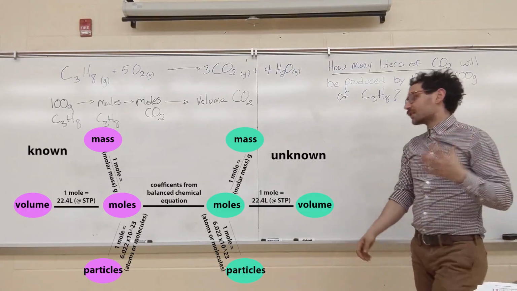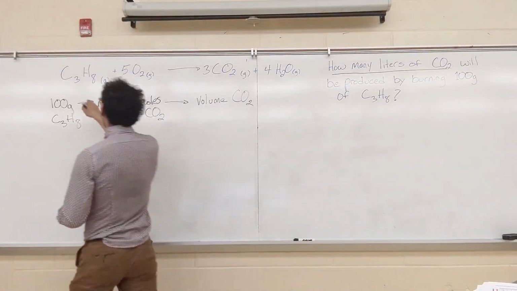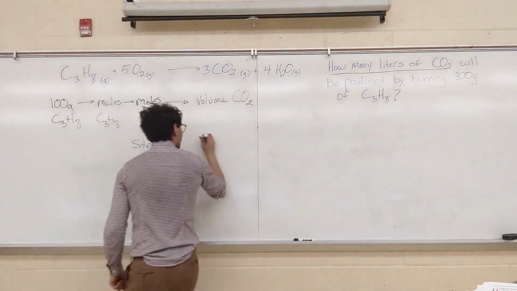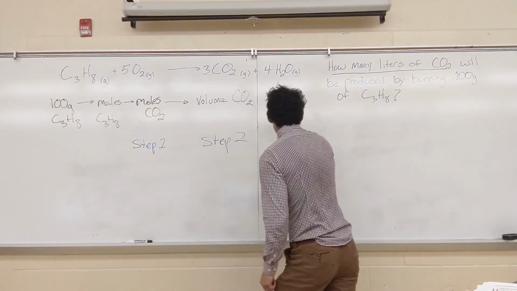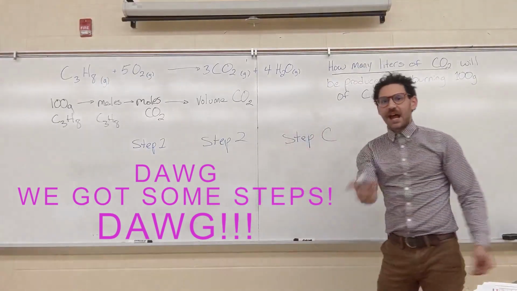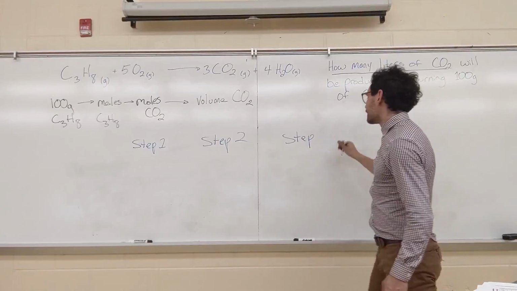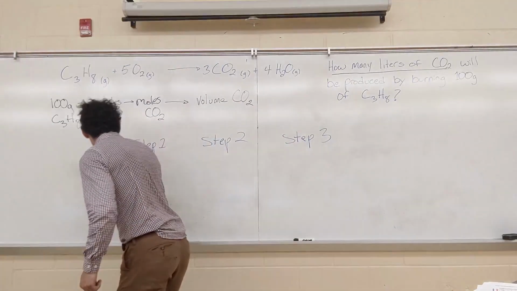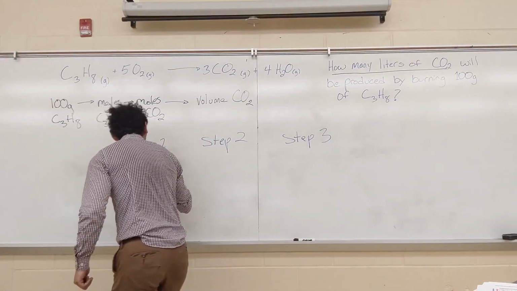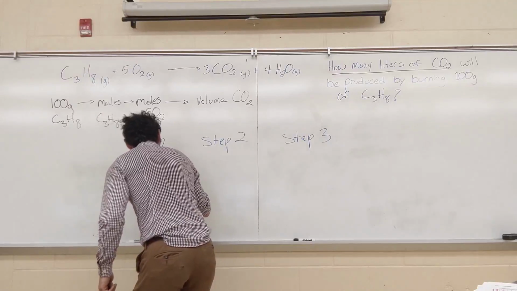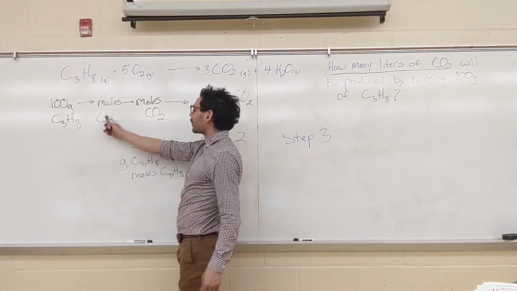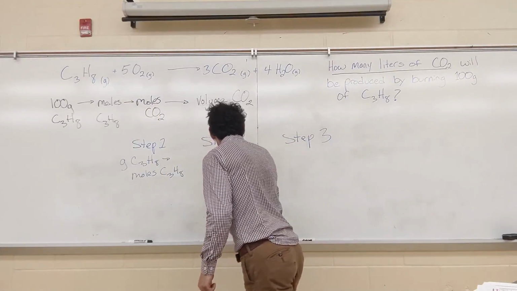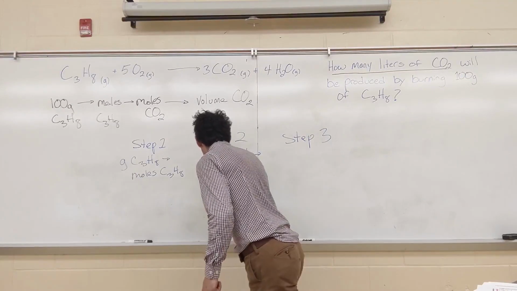Beautiful, you tried it out. Well, let's go through it together. Because I have 1, 2, 3 different conversions to do, I'm going to break this up into step 1, step 2, and step 3. In step 1, I'm going from grams of C3H8 to moles of C3H8. In my second step, I'm going from moles of my C3H8, my propane, to moles of CO2.